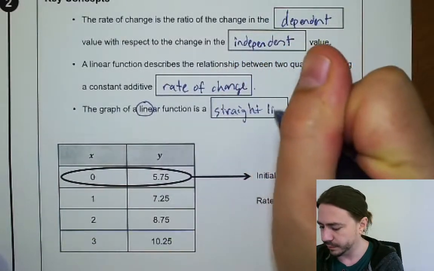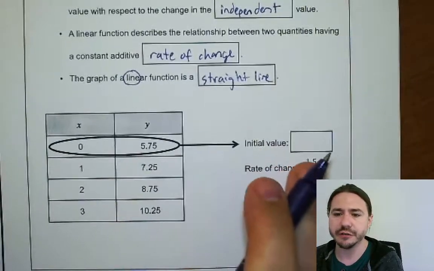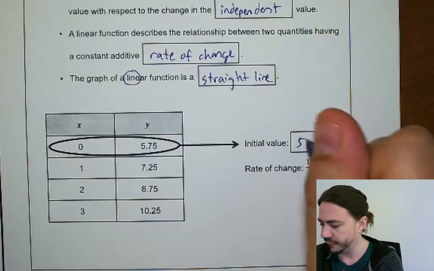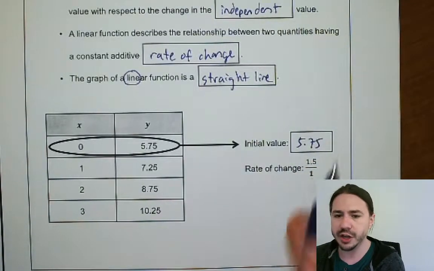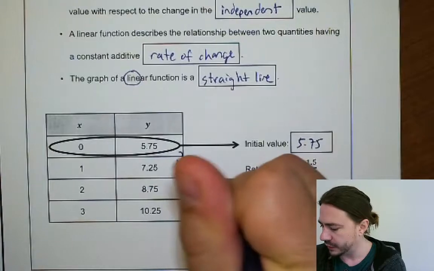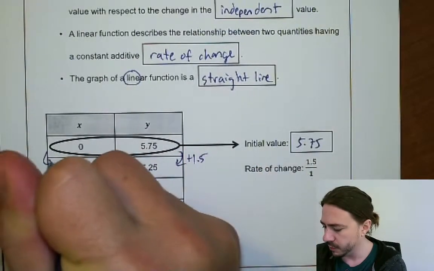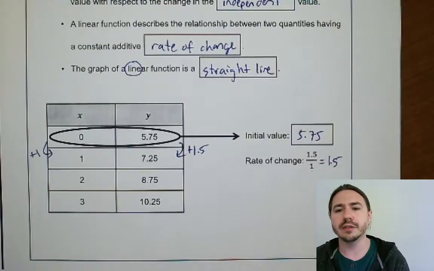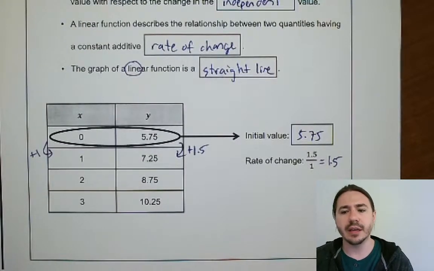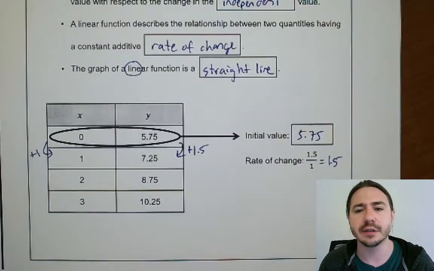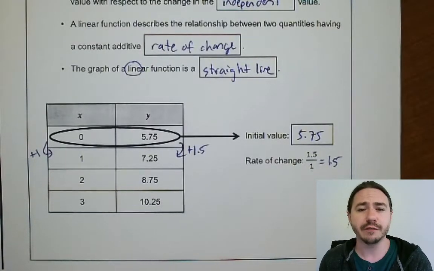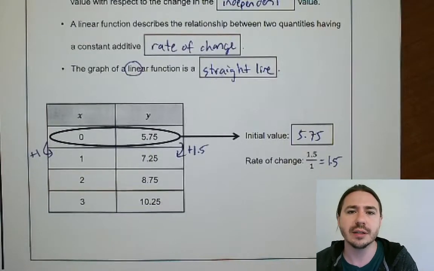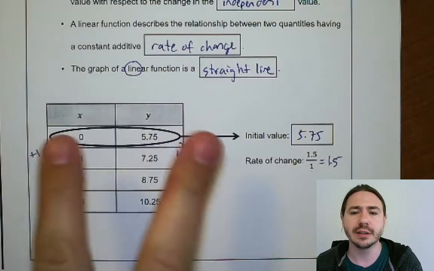A straight line. Okay? The initial value is going to be the value of y when x is 0. So in this case, it'd be like 5.75. And then the rate of change would be this plus 1.5 over plus 1, which would just be 1.5. So hopefully this is making sense to you. Again, the key takeaway here is that a linear function has a constant rate of change. And we looked at how to find that rate of change, whether on a graph we can use rise over run, or using a table of values, we can just compute it like this.